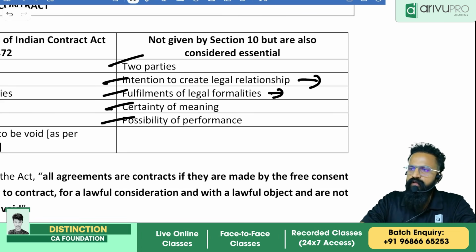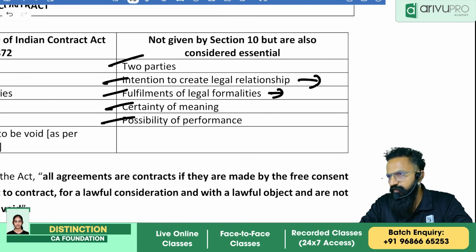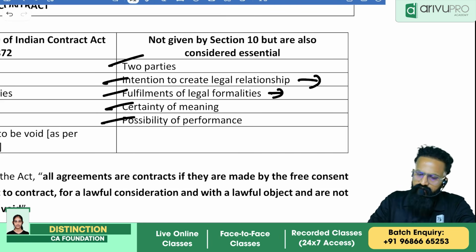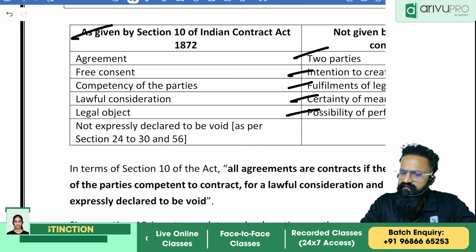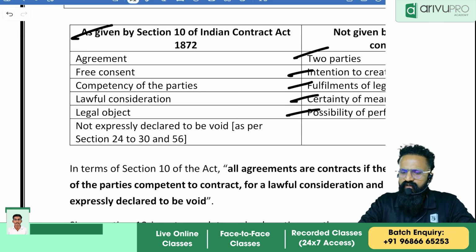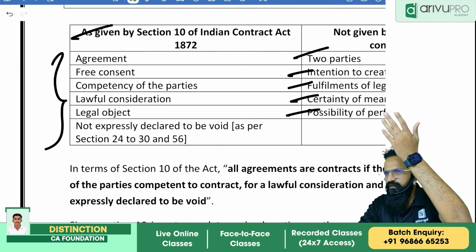Next is possibility of performance. It should not be an impossible act. Me asking a dead man to act is an impossible act, so such things are not valid. The next ones we saw were as given under Section 10, that is agreement, free consent and all these cases. This is what we'll be seeing now throughout the units.